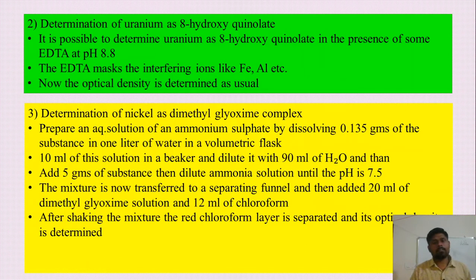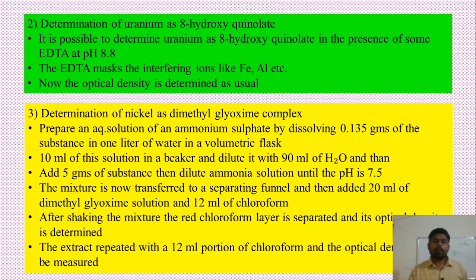That chloroform layer is separated out, and then the optical density of the layer is determined. By using a method like a calibration curve or any other method, you can easily convert the data, that means optical density, into the amount of solute extracted. The extraction is repeated with a 12 ml portion of chloroform, and the optical density can be measured.